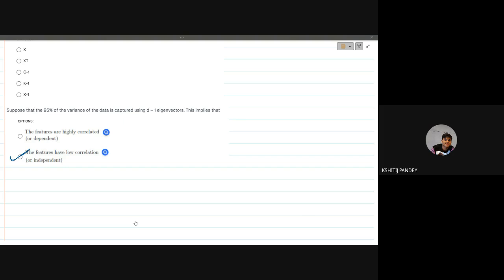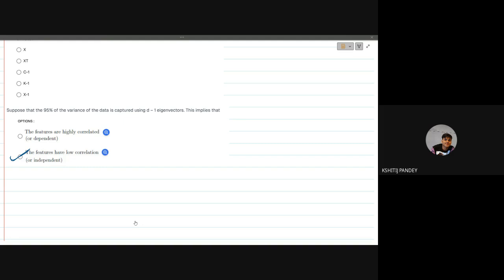So the whole idea is, what are PC1, PC2 doing? They are capturing variance in a particular direction. When the features are decorrelated, that means, loosely speaking, they are not dependent. It means we'll need more directions to find the total variance. If features are decorrelated, we need more directions.